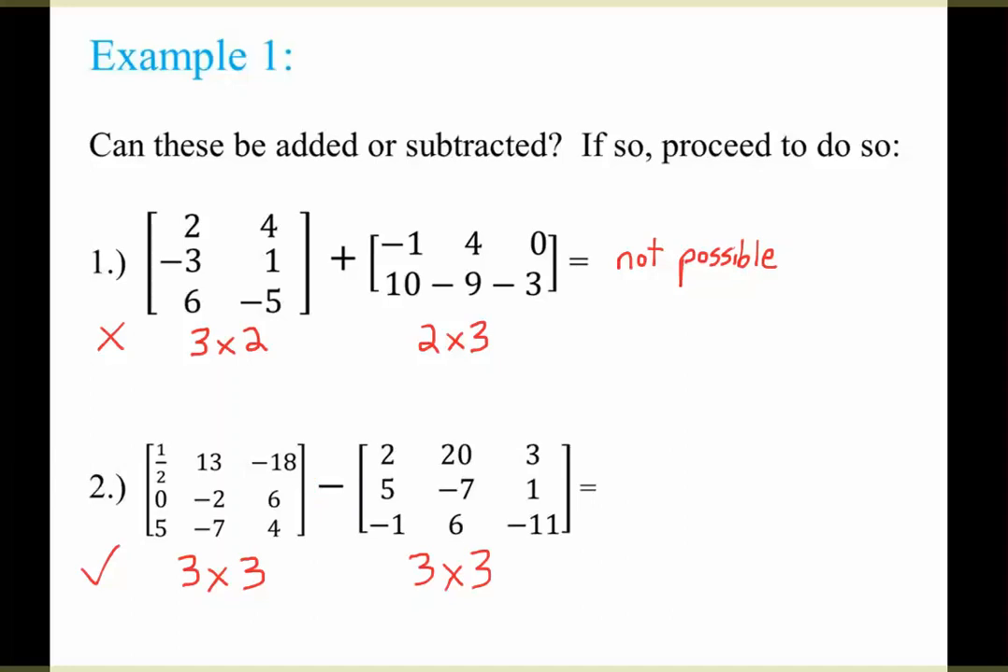So let's go ahead and compare our answer matrices. My answer matrix is also going to be a 3 by 3. And I'll go ahead and do this in rows. So top left minus top left, 1/2 minus 2 is going to be negative 1 and 1/2.